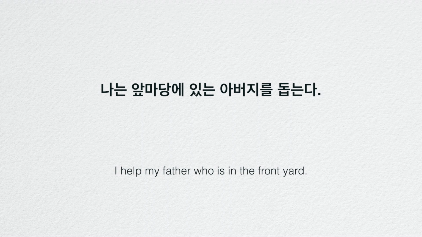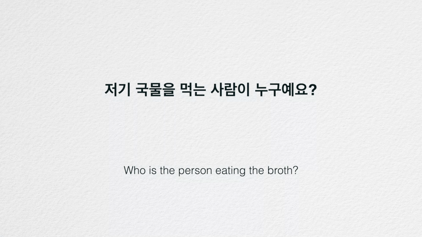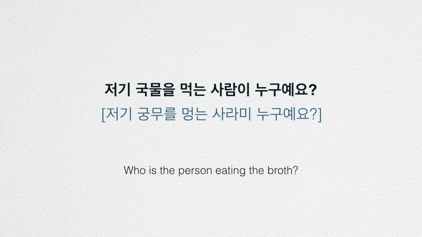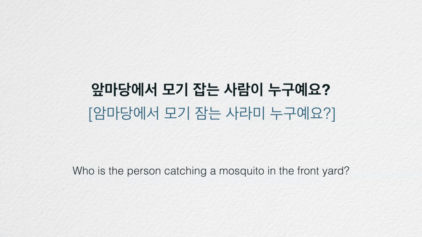Please read it correctly. 나는 앞마당에 있는 아버지를 돕는다. 저기 국물을 먹는 사람이 누구예요? 앞마당에서 모기 잡는 사람이 누구예요?